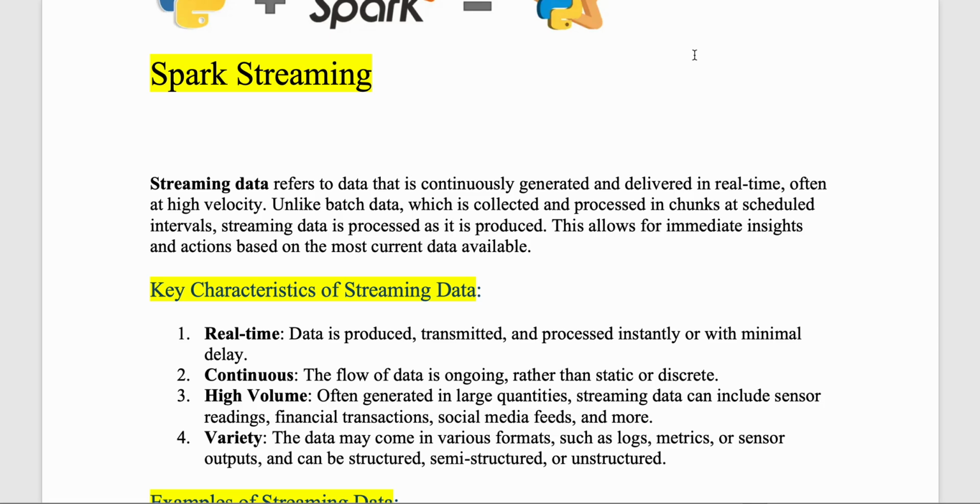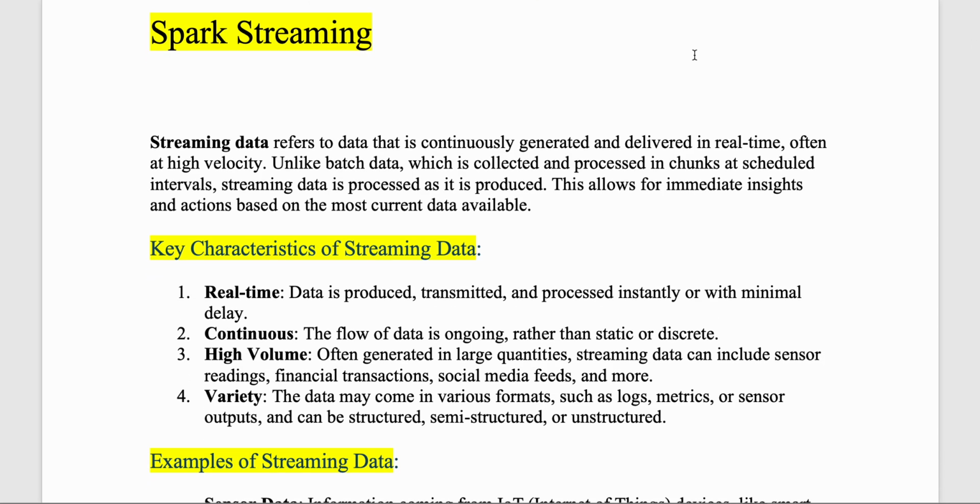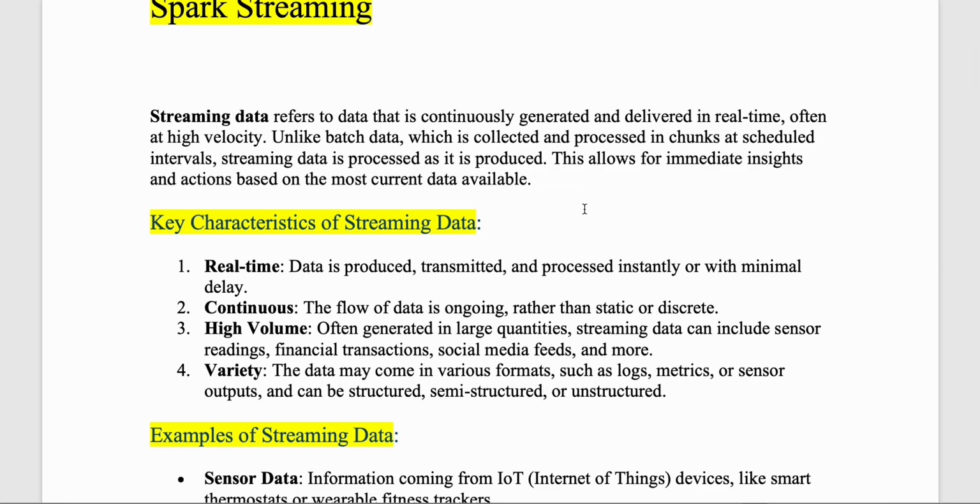Then variety. Variety means the data coming from the source has multiple formats, like logs, metrics, sensor output, and structured, semi-structured, and unstructured data. So streaming data has multiple concepts like real time, continuous, high volume, variety, and more. In this video we will cover the theoretical topic, and then we will move on to the technical or programmatic concepts, and explain those also if required.